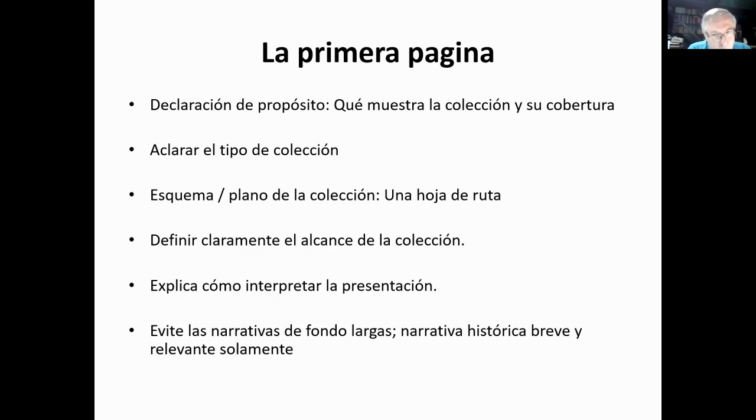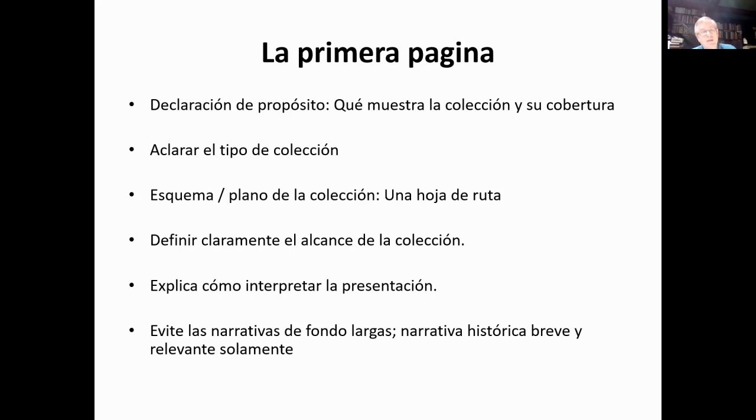Well, don't start with the same words, but what you do need to do is explain clearly what the exhibit is showing underneath the title. A paragraph explaining what the exhibit is showing and its coverage. In a sense, it's a repetition of the title, but with a little bit more detail and a little elaboration.